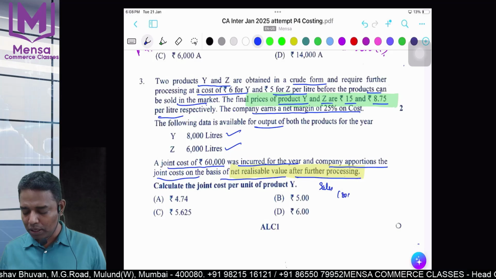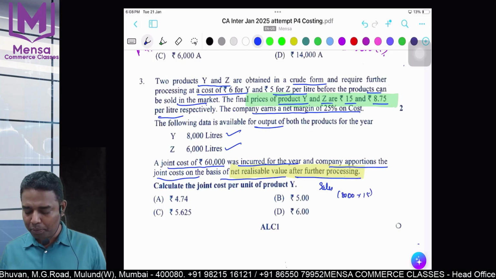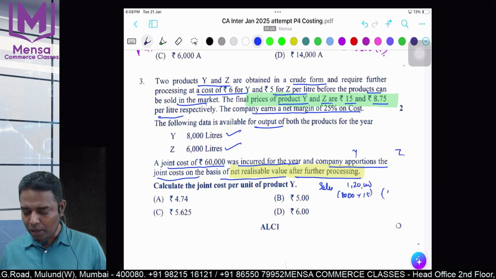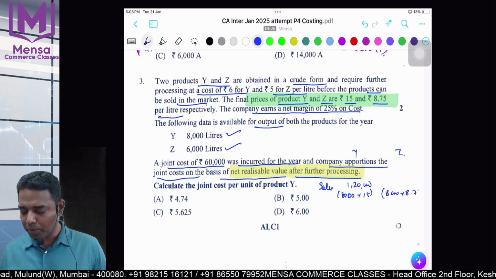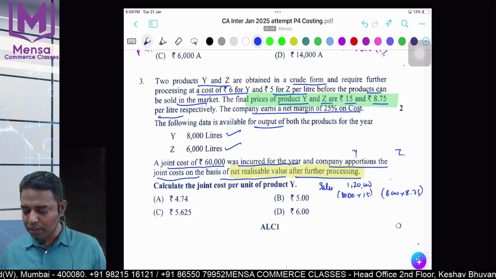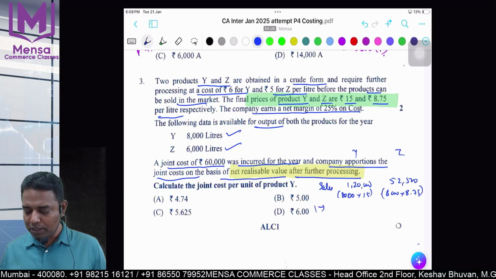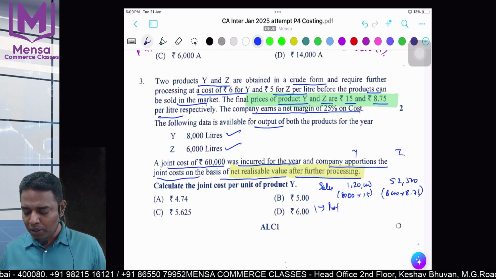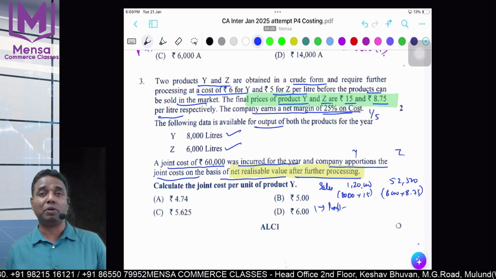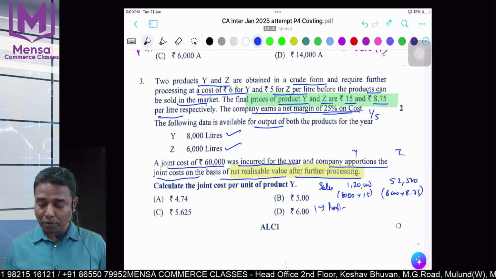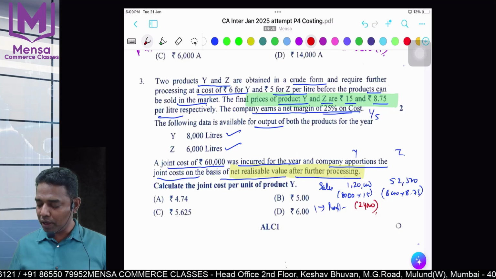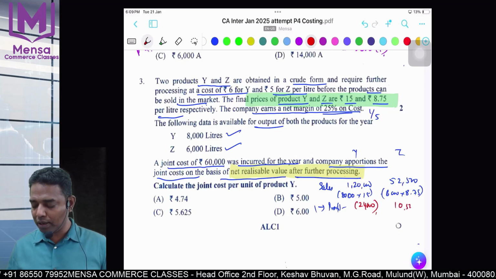So 8,000 into 15 rupees, that is 1,20,000 for Y, and for Z it will be 6,000 into 8.75, that is 52,500. From this you remove the profit margin, that is 25% on cost. So 1/4 on cost is 1/5 on selling price. So 1/5 of 1,20,000 should come to 24,000, and 1/5 of 52,500 should be 10,500.